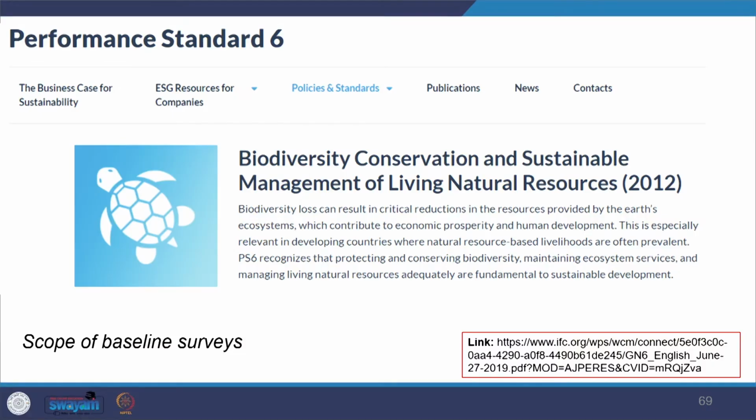You will find IFC Performance Standard 6 provides the guidance for baseline survey. So you can see the snip of the IFC standard here.